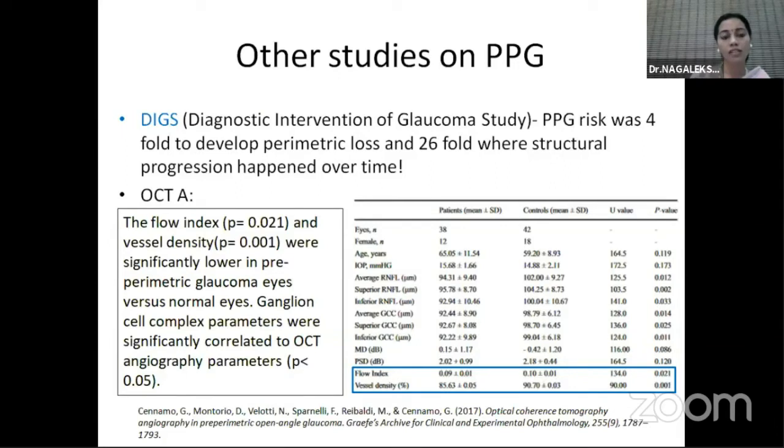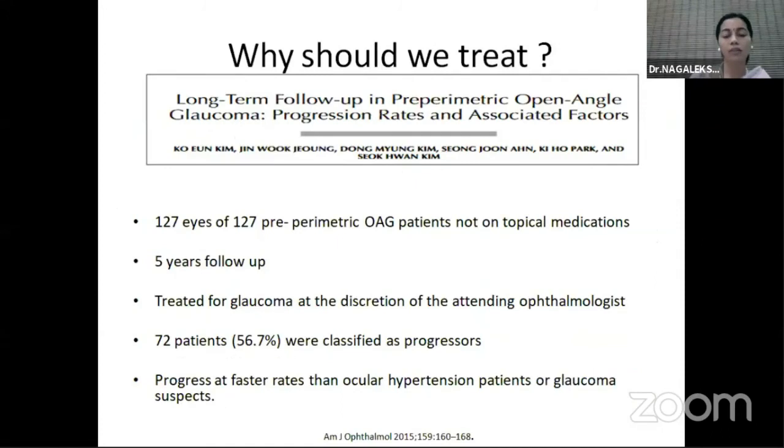OCTA has also been largely studied, and its role in pre-perimetric glaucoma is quite robust, especially the flow index and vessel density, which were significantly lower in the pre-perimetric groups. Now that we are convinced OCT does pick up pre-perimetric disease, why should we treat? This is based on Koyenkin et al.'s study, where about 127 pre-perimetric eyes were studied for about 5 years, and 56.57% of them were classified as progressors.